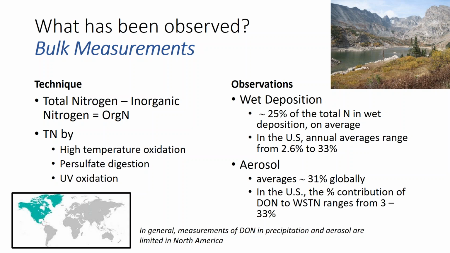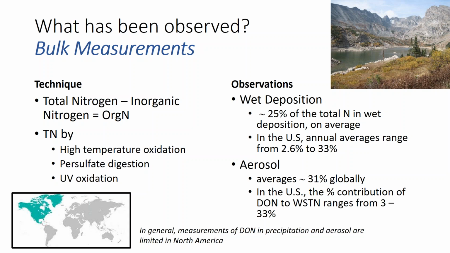There are quite a few measurements across the U.S. and some in Europe as well. In terms of wet deposition, we see that on average, organic nitrogen contributes 25% of the total nitrogen deposition. And then the range varies from about 3 to 33%.